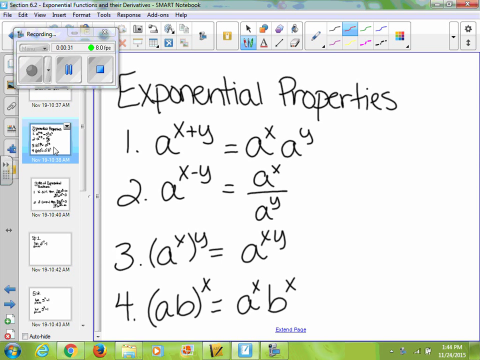So number one says a to the x plus y equals a to the x times a to the y. So you can distribute your exponents. That's what that means. A to the x minus y is a to the x divided by a to the y. A to the x to the y is a to the xy. Multiply your exponents. And ab to the x is equal to a to the x b to the x.